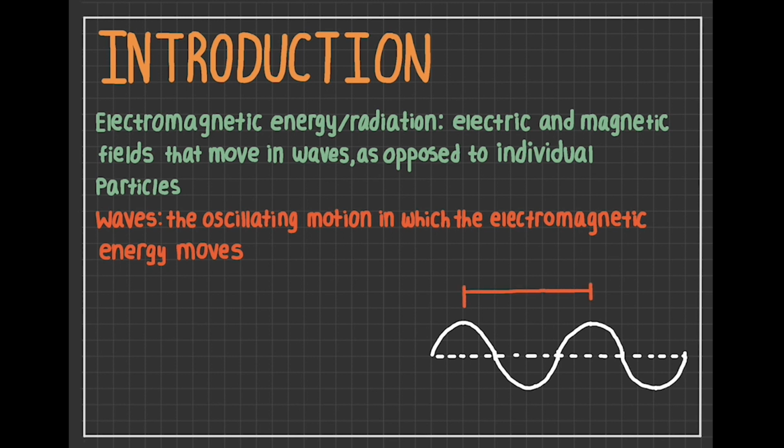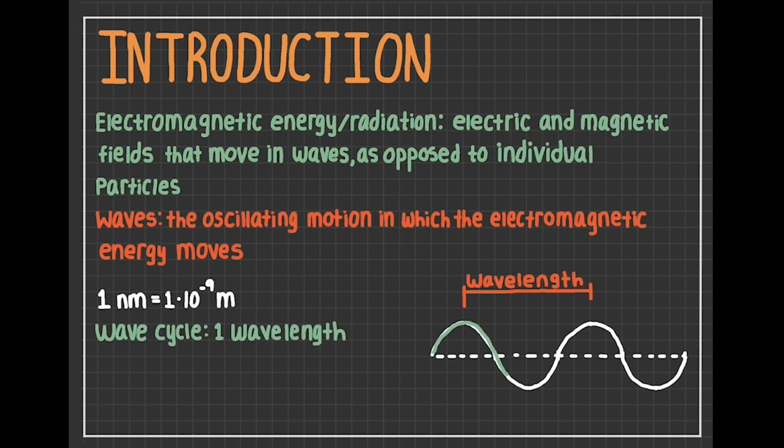Wavelength is the distance between two peaks of a wave, often measured in nanometers. And 1 nanometer is equal to 10 to the negative 9th meters. One wave cycle is the length of a wavelength, and frequency is the number of cycles over a certain amount of time. This is often measured in the unit Hertz, often abbreviated Hz.